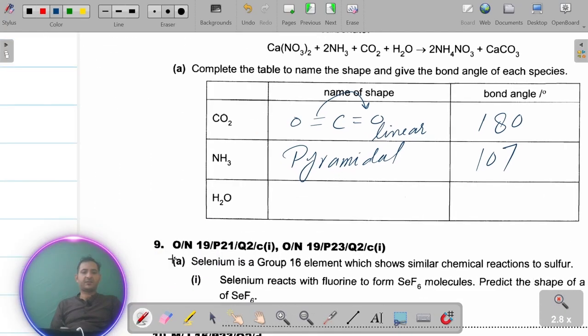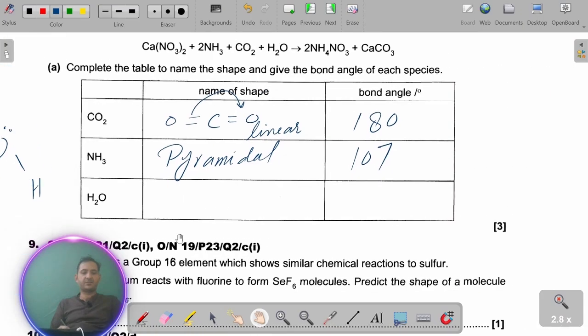And what about water? We have already done it multiple times. Oxygen, hydrogen, and the lone pairs. So it is V shape or bent shape, and the bond angle is 104.